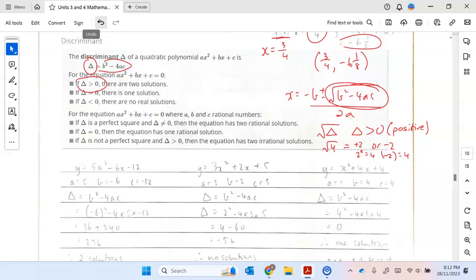Now when your discriminant is equal to 0, we have the square root of 0, which is just 0. So that's why you get just one solution there. And when your discriminant is less than 0, basically we're taking the square root of a negative number, which we can't do. We can't take the square root of a negative number and get a real solution. So that's why it says no real solutions.